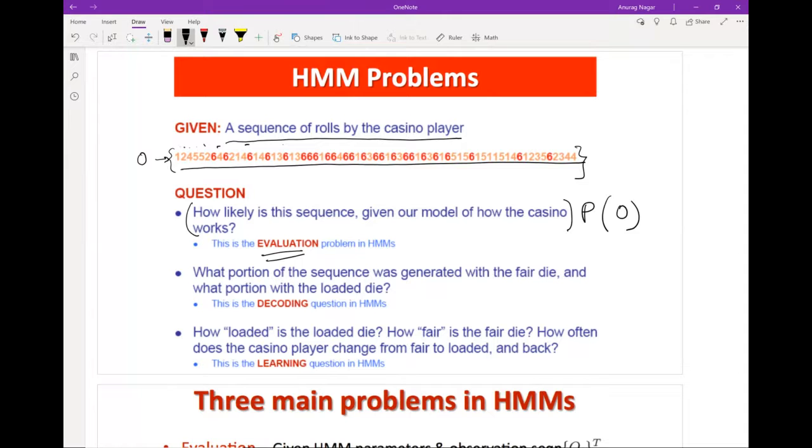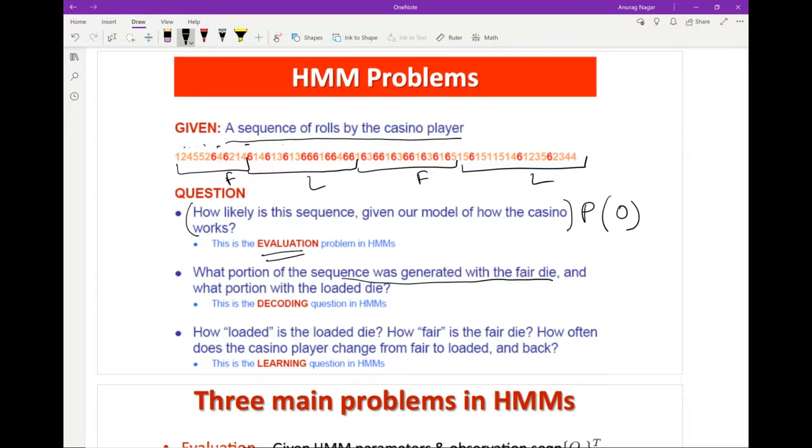The second could be what portion of the sequence was generated by the fair and what portion by the loaded dice. This means that maybe this is fair dice, this is loaded dice, this is fair dice, and then this is loaded dice. So I would like you to answer which portion of the sequence was generated by the fair die and which portion by the loaded dice. That is called the decoding question. So this is evaluation. This is called decoding.